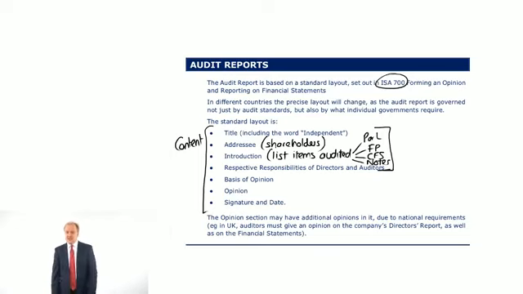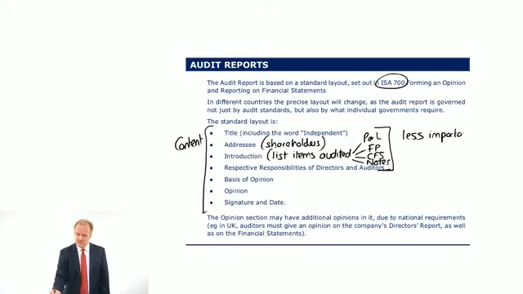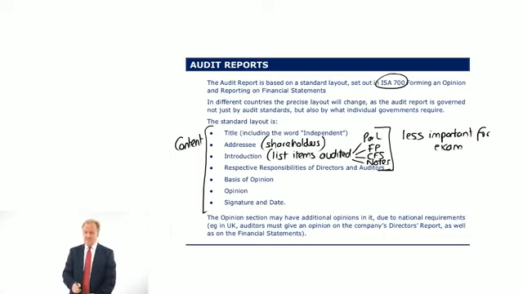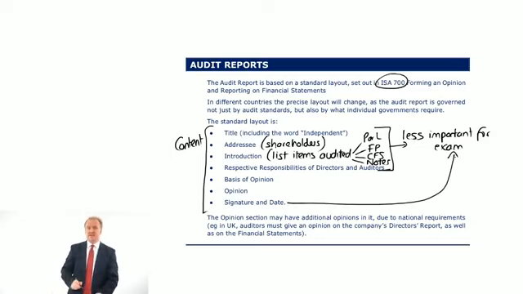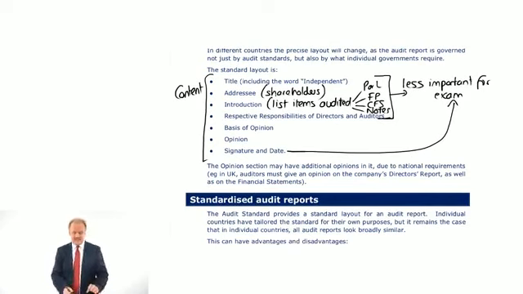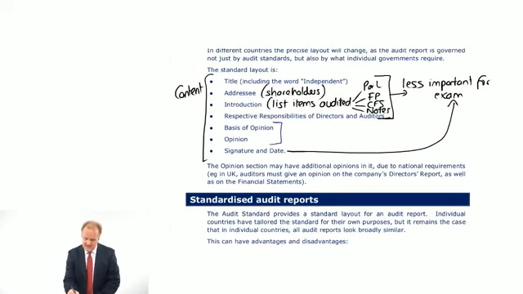There's then a legal section saying directors are responsible for preparing accounts, auditors are responsible for giving an opinion. But as I said, those sections are less important for the exam because they are standardised. The bits we've got to look at are at the bottom. Now I should also say the signature and date is not very exciting, so that also is less important. The interesting stuff for us is here.